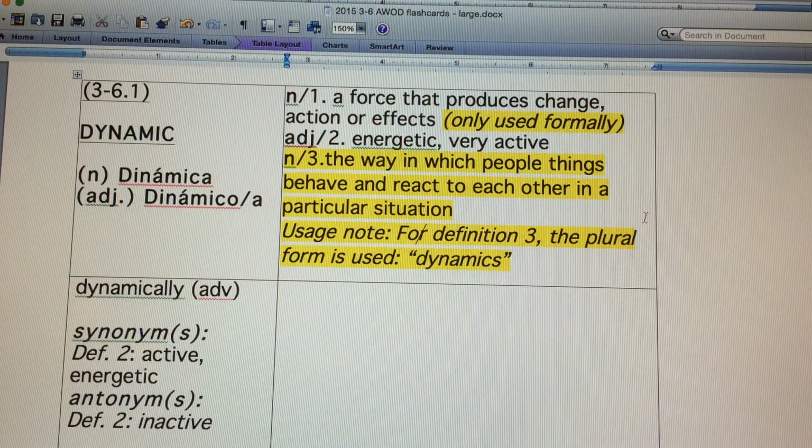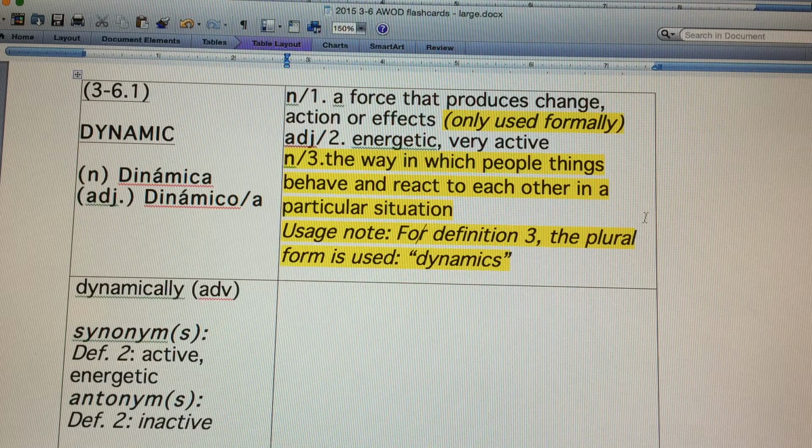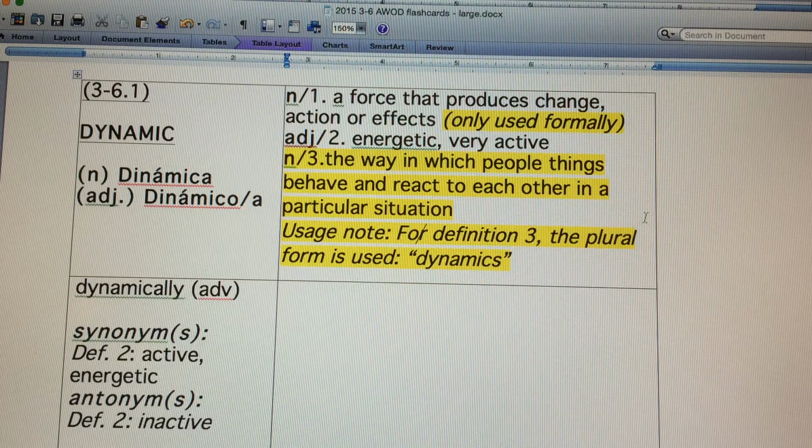I'm going to go over the level 1 academic word of the day, dynamic, for week 6, quarter 3. Dynamic has 3 syllables and the emphasis is on the second syllable. So you have dynamic and we say dynamic.